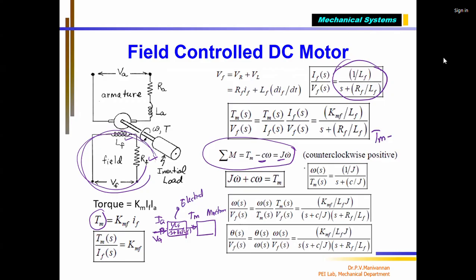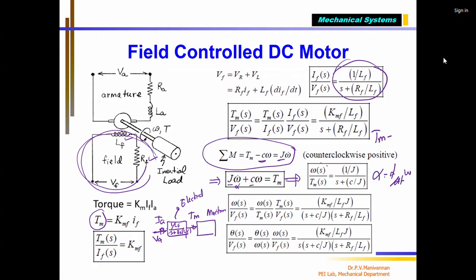Then if I write the transfer function, this is my mathematical model of the mechanical part, correct? J omega dash. Omega dash is nothing but acceleration, angular acceleration, alpha. Alpha equals d by dt of omega. That is why it can be written as J omega dash plus C, the damping, into omega, the angular velocity, equal to Tm. Now, from this I can find the transfer function of the mechanical system.